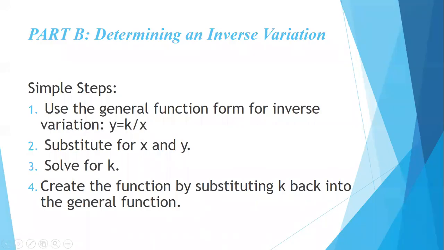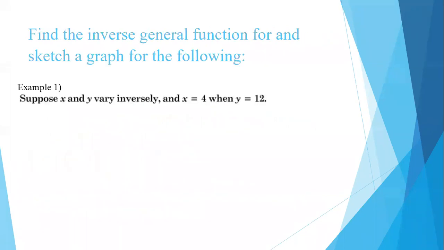Okay, part B, determining an inverse variation, is a build on of part A. Simple steps. We're going to use the general function from the inverse variation, y equals k divided by x. We're going to substitute for x and y. We solve for our k, and then we create the function by substituting k back into the general form.